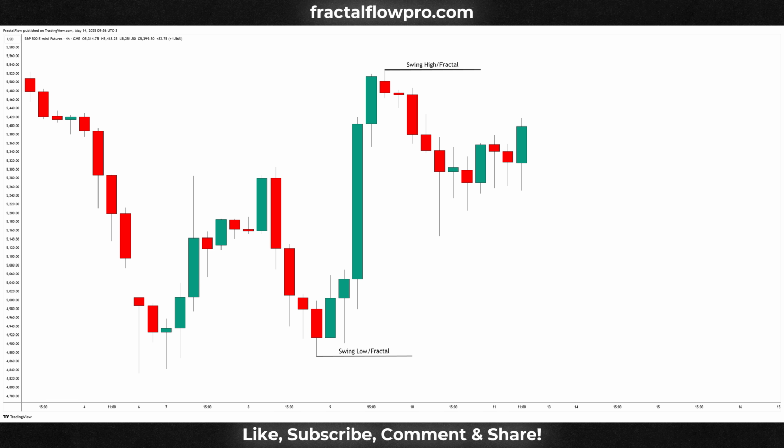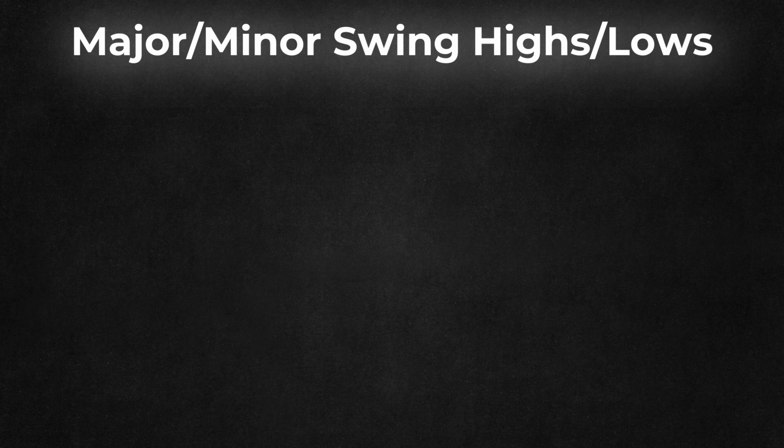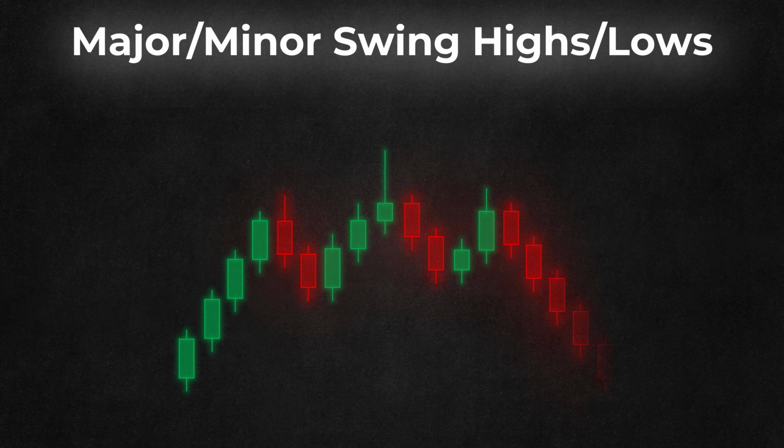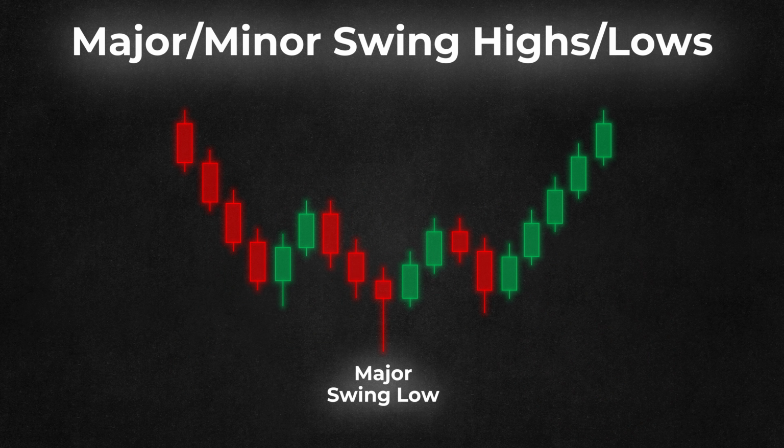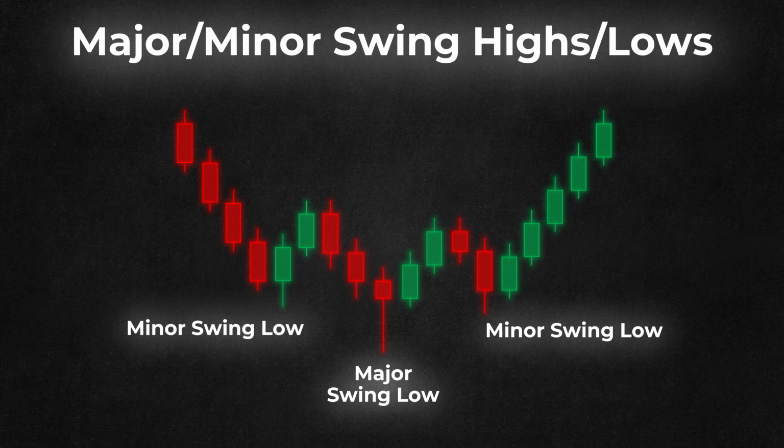Building on top of swings or fractals, we have the idea of major and minor swings or fractals. A major swing or fractal happens when we take the basic definition of swing or fractal and overlay it on top of itself. So a major swing high happens when a swing high has a lower swing high to the left and to the right. The minor swing high on the right is often an early indication of a significant reversal to the downside. A major swing low happens when a swing low has a higher swing low to the left and to the right. The minor swing low on the right is often an indication of a more significant reversal.